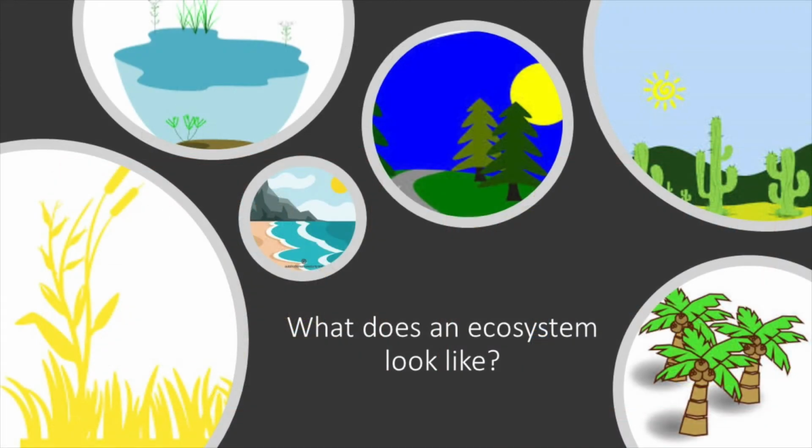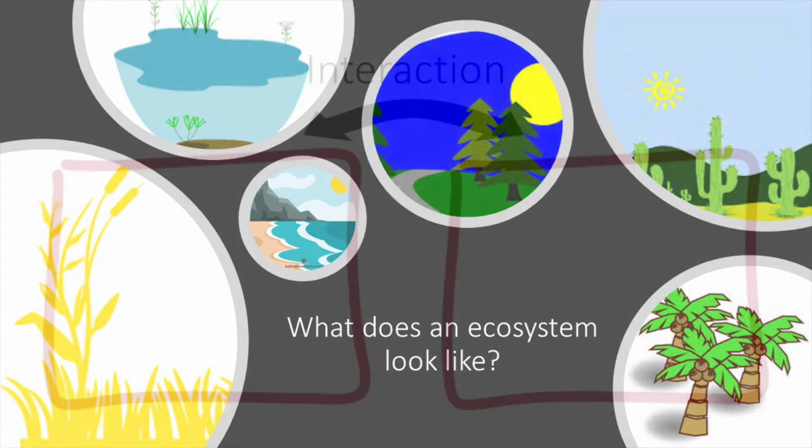Ecosystems are all around us and can be a pond, a forest, the ocean, the desert, the prairies, and some people even consider the earth as one giant ecosystem. Although these are examples of ecosystems, their environments are not the same, and neither are their living organisms.